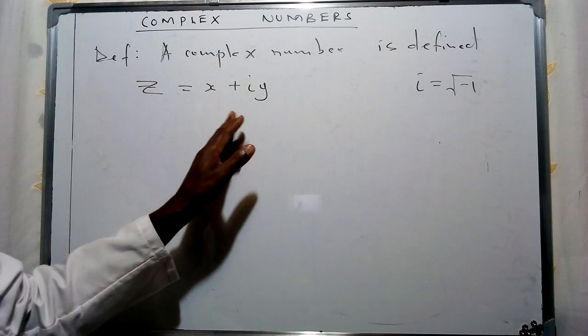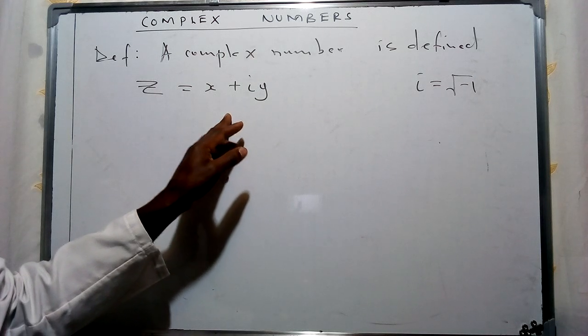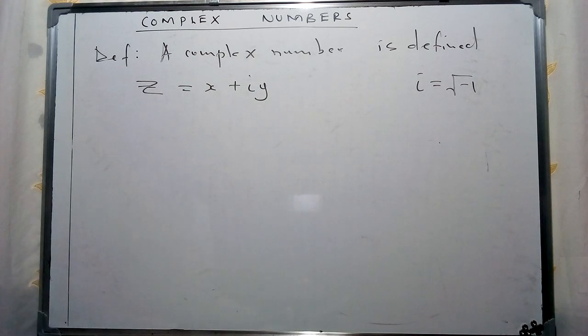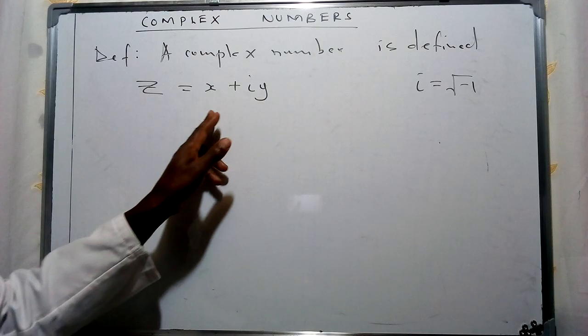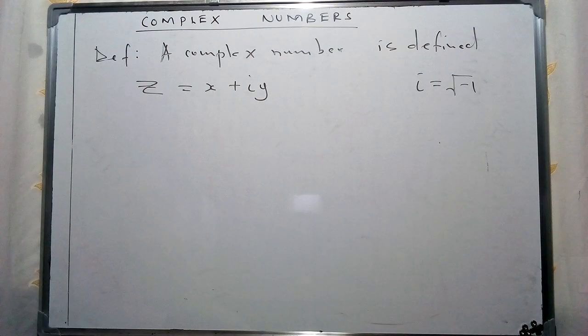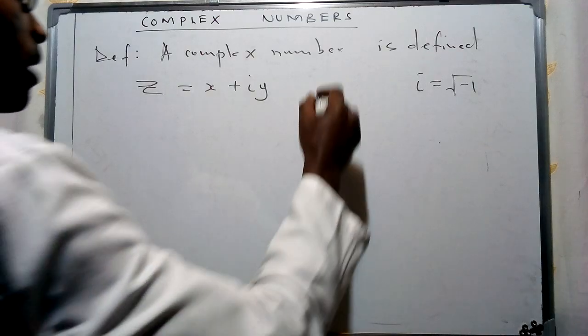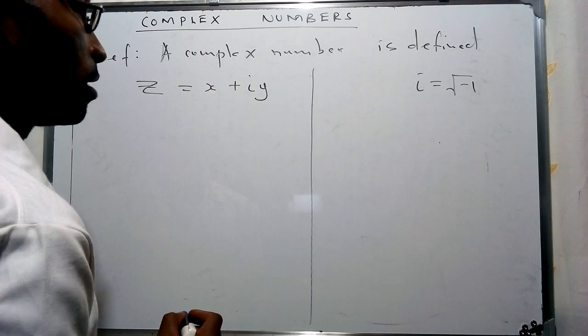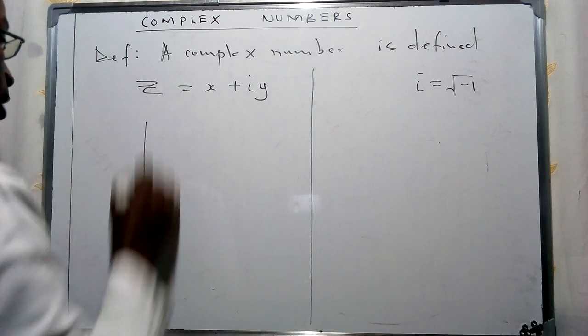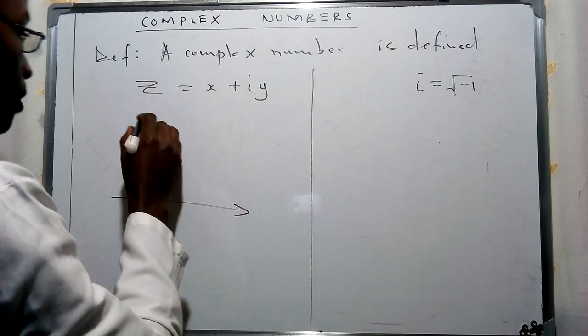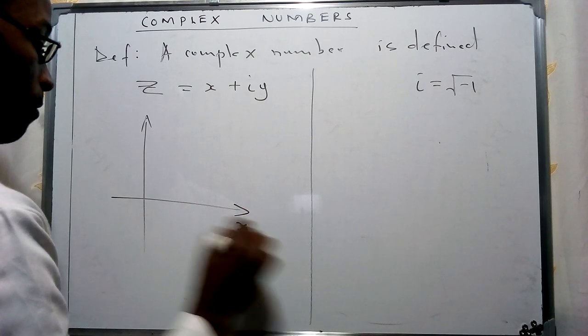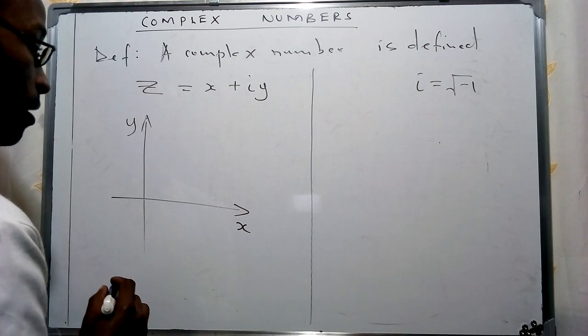Now, a complex number consists of two specific sections, which we have given in terms of x plus iy. From our previous discussion on the Cartesian coordinate system, we said that for a two-dimensional representation, we're going to have x and y components given as such.